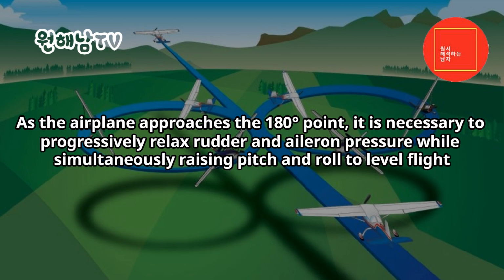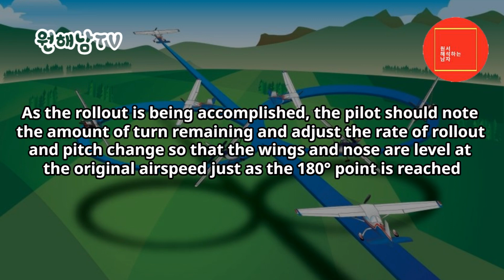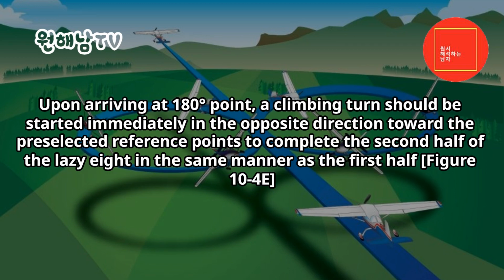As the airplane approaches the 180 degrees point, it is necessary to progressively relax rudder and aileron pressure while simultaneously raising pitch and roll to level flight. As the rollout is being accomplished, the pilot should note the amount of turn remaining and adjust the rate of rollout and pitch change so that the wings and nose are level at the original airspeed just as the 180 degrees point is reached. Upon arriving at the 180 degrees point, a climbing turn should be started immediately in the opposite direction, toward the pre-selected reference points to complete the second half of the lazy 8 in the same manner as the first half. Figure 10-4e.